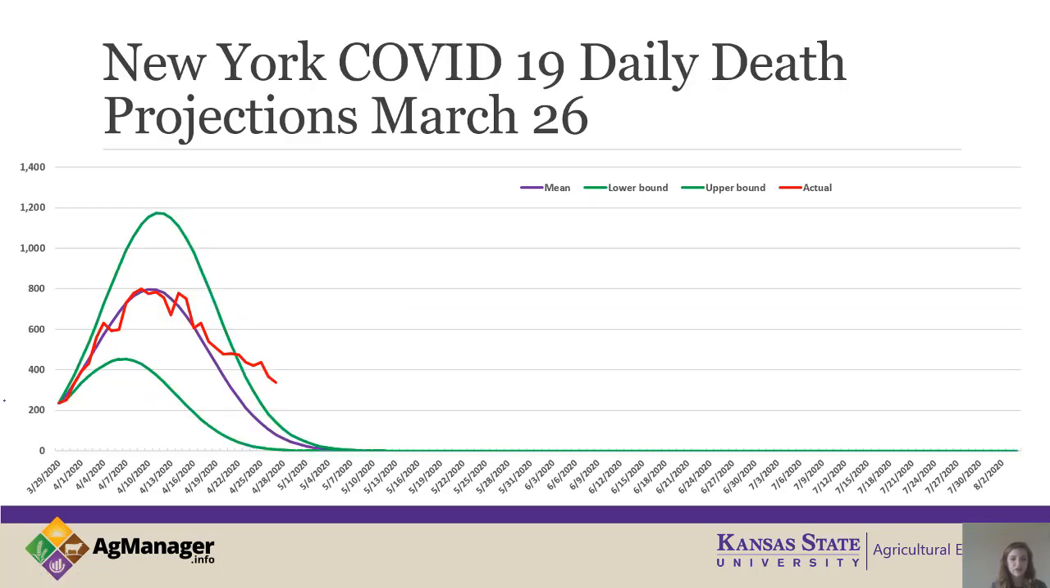Looking at New York, it has arguably been the hardest hit hotspot within the states. We've seen other hotspots pop up, but none have really been hit as hard as the state of New York has. And so we can see from this March 26th model that New York's actual daily deaths have now exceeded not only the mean, but they're falling outside of the upper bounds. And so New York has been hit harder than what the model estimated it to be on March 26th. And so the model under forecasted what was going to occur in New York.